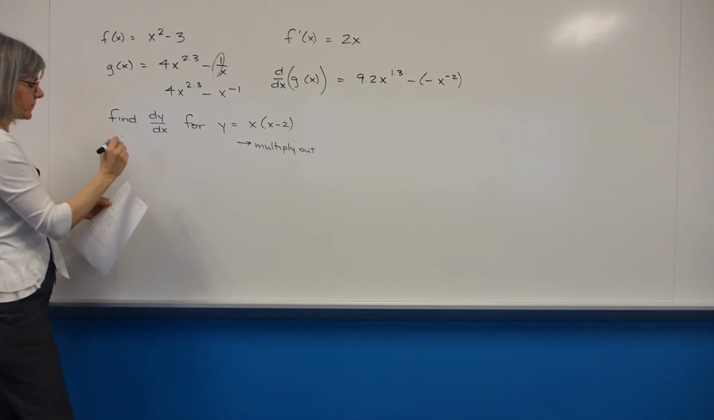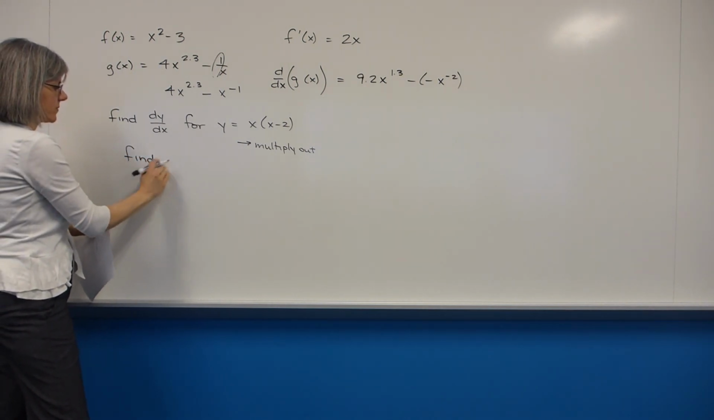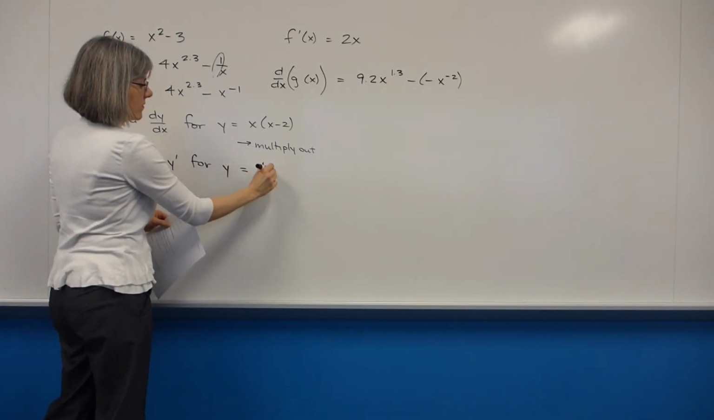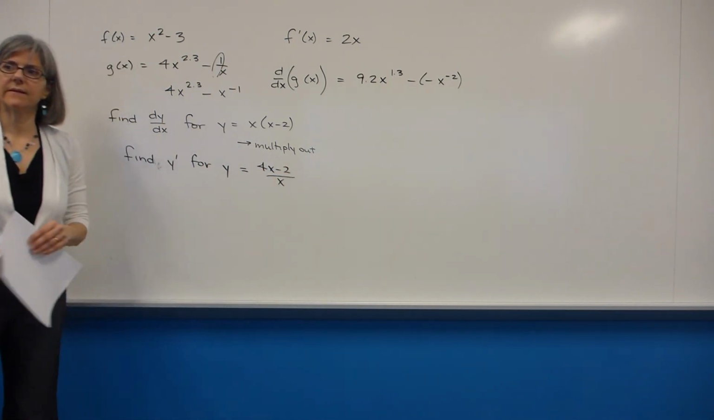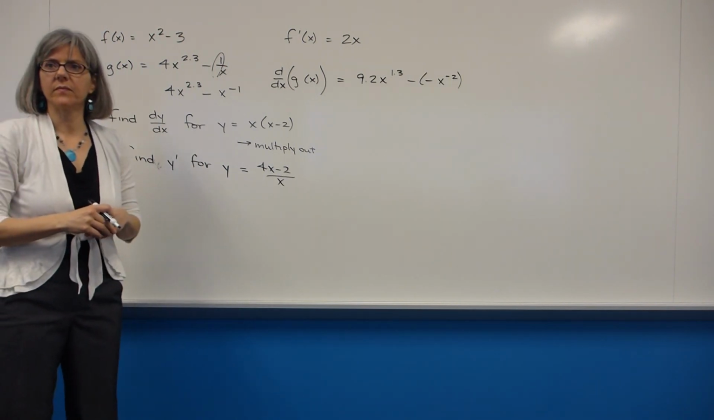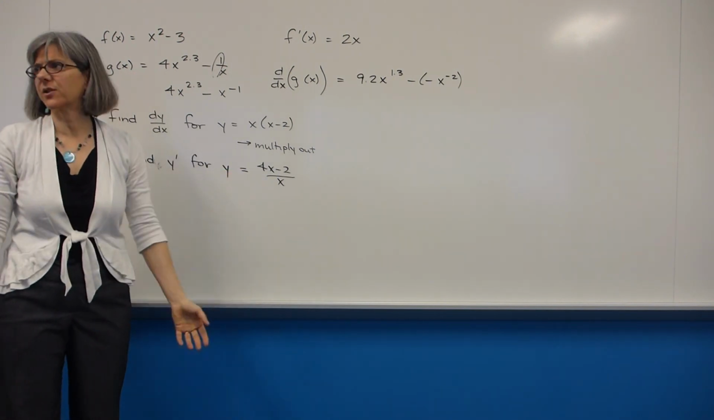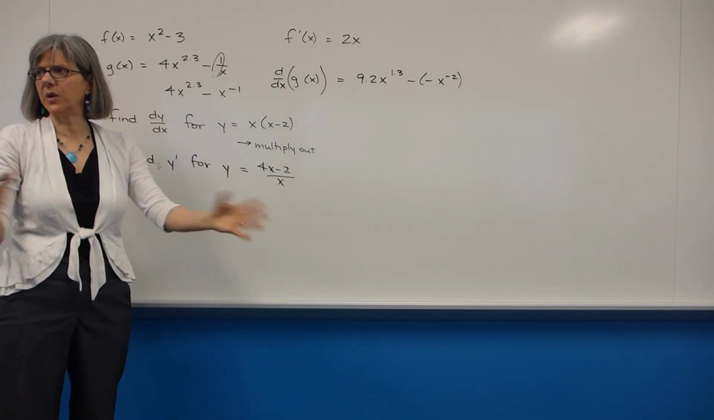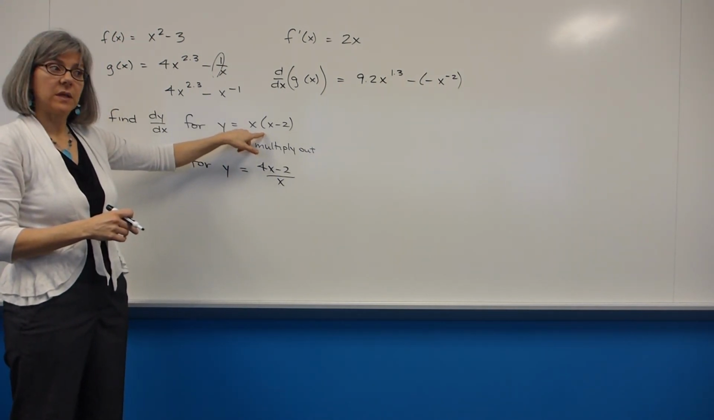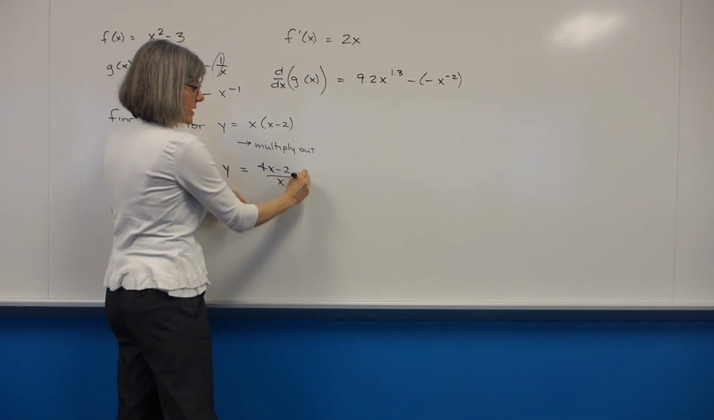And what about this one? What if I say to find y prime for y equals 4x minus 2 over x? Is that in the proper form? I need just x to the something. I see a fraction, a rational expression with x in the denominator. No, this is nowhere near ready. The previous one I could multiply out. This one I can essentially divide out. I can go ahead and separate out the fraction.